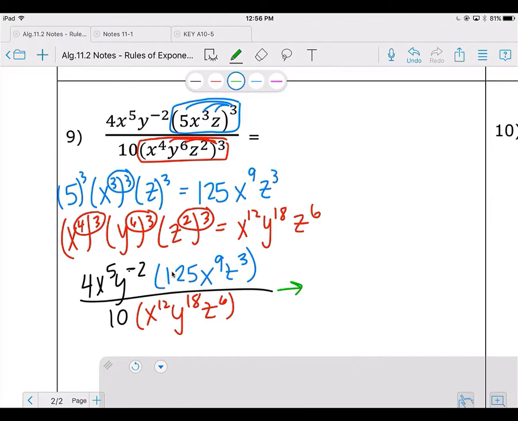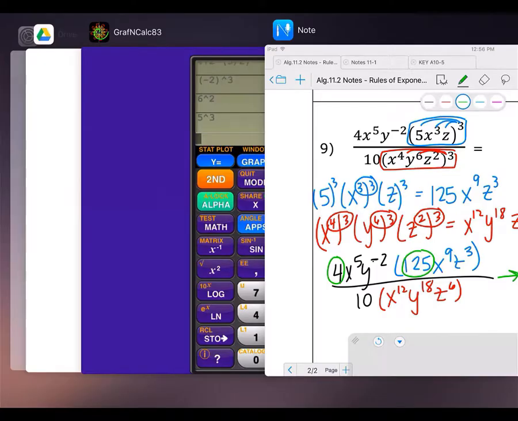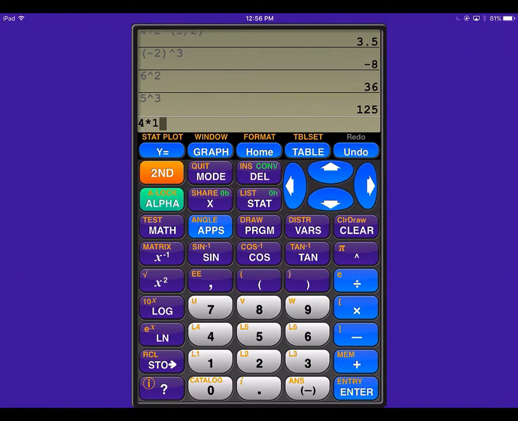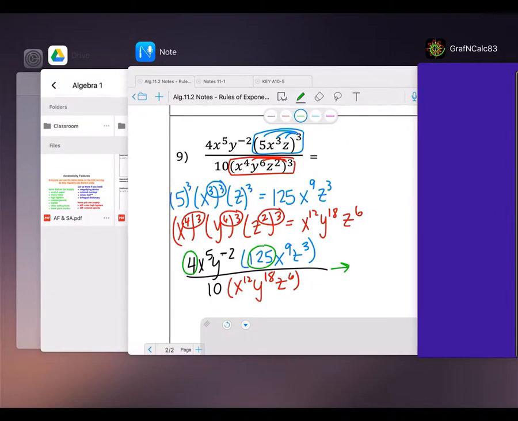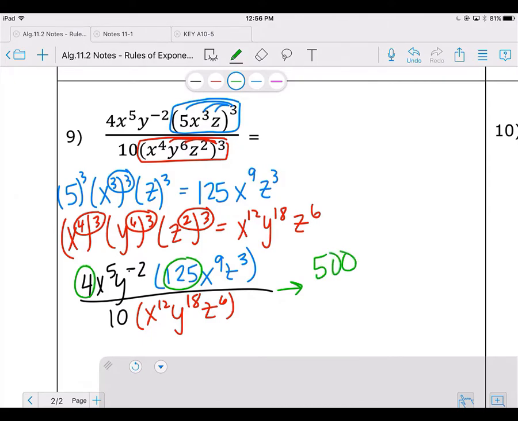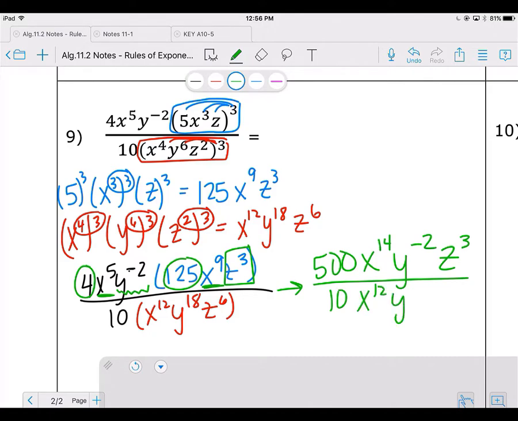Now what I'm going to do is simplify the top and the bottom. On the top, I'm multiplying. So 4 times 125 is 500. For my x's, I have a 5 and a 9. They are separated, so I add them. I have a y over here and no other y's to mix it with. And I have a z here with no other z's to mix it with. On the bottom, 10 times all of that, we'll just put a 10 in front and leave my exponents the same.